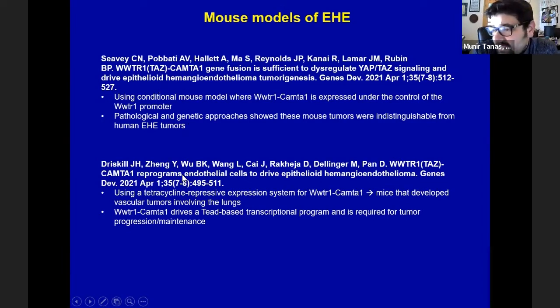There's also some fantastic work done out of DJ Pan's lab. Jordan Driscoll is the first author, and they used a tetracycline-based inducible expression system for TAZ-CAMTA1. In this mouse model, the mice developed vascular tumors involving the lungs, which, as we mentioned earlier in the talk, is a place where EHE can occur, and similarly exhibited this multifocal presentation. As has been shown by multiple investigators in this mouse model, it was determined that TAZ-CAMTA1 drives a TEAD-based transcriptional program and was required for tumor progression and maintenance.